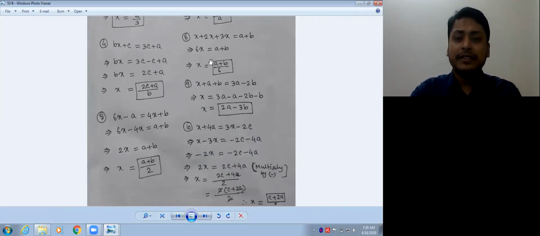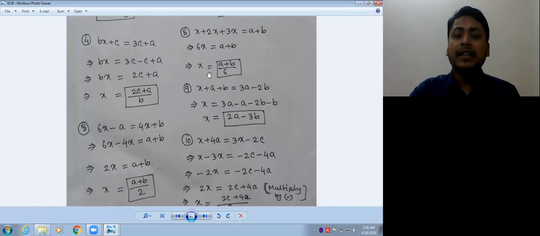Number 8, x plus 2x plus 3x equals a plus b. Here all x terms are in the left hand side. So no problem, directly you have to add. So 6x equals a plus b. A and b cannot be added. That will be the same. So x equals a plus b divided by 6.